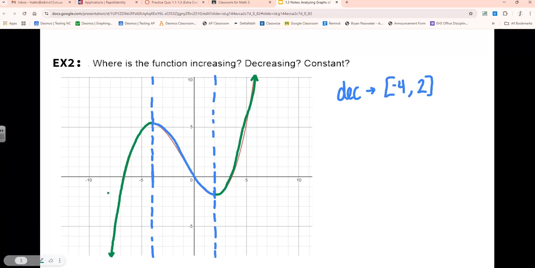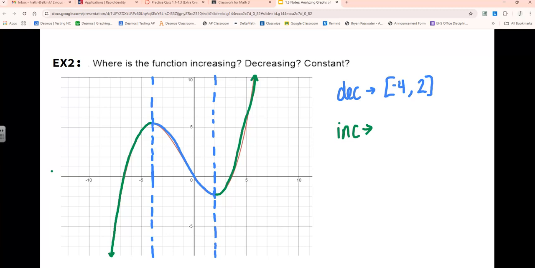For increasing, we're going to have two separate sections. So we've got to list those separately. We'll use the union symbol for that. For this first section where we're increasing, where do I start?